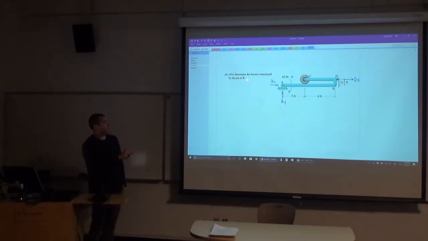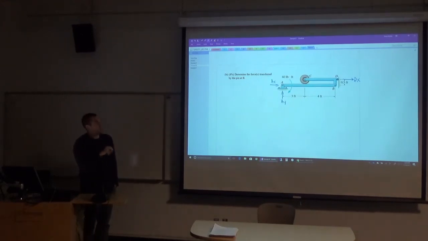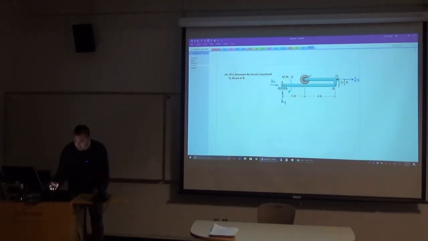Determine the forces transferred by the pin at B. So now I need to start making some section cuts, and the question is going to be like, what should my section cut look like to isolate what the forces are transferred at B? So I know I've got to make a section cut through B at some point.